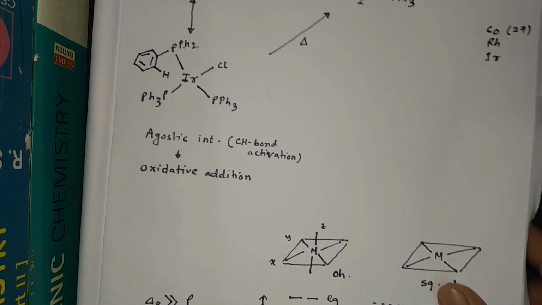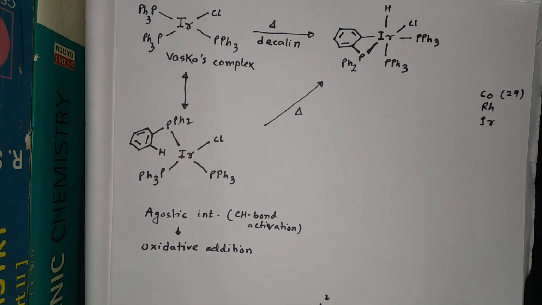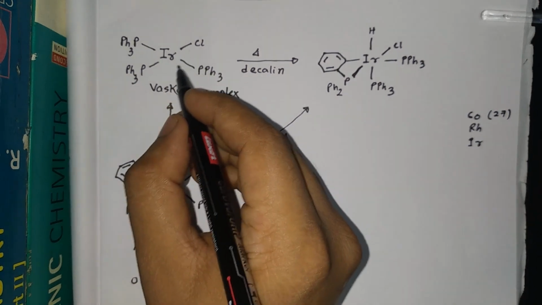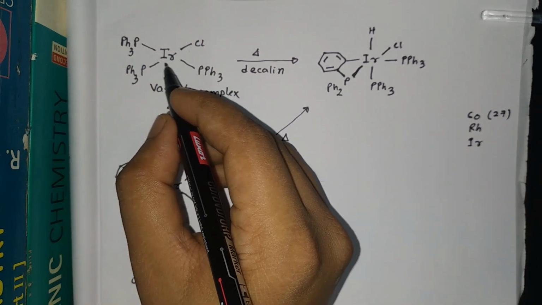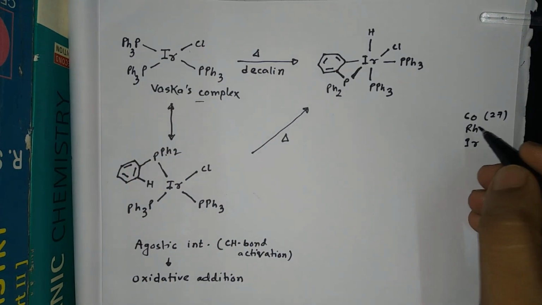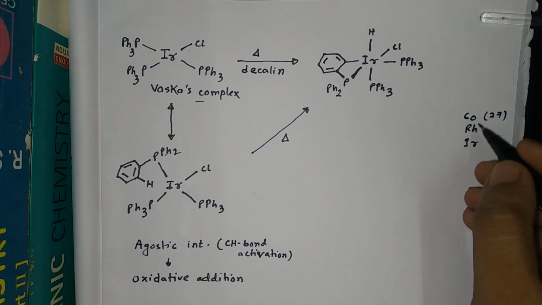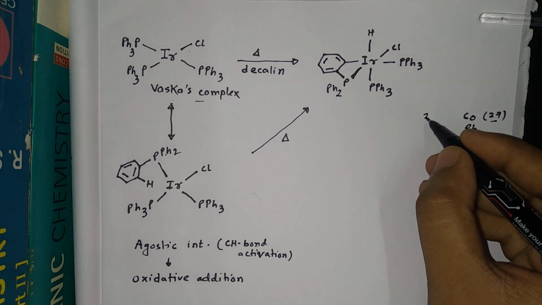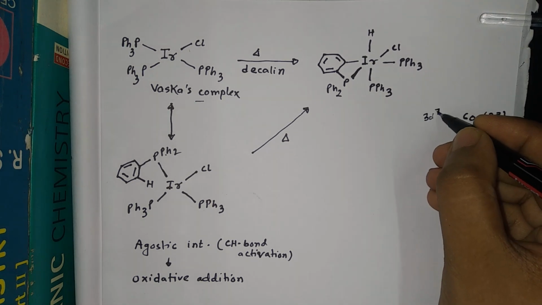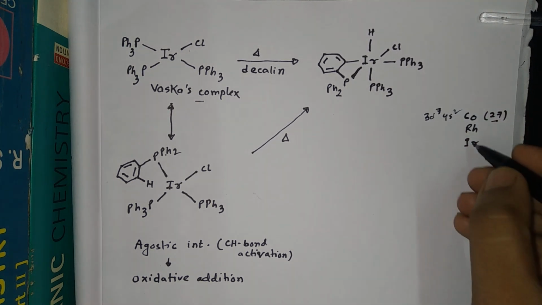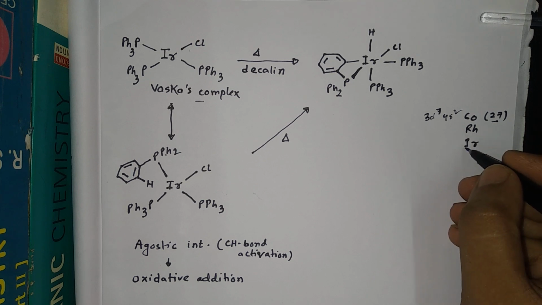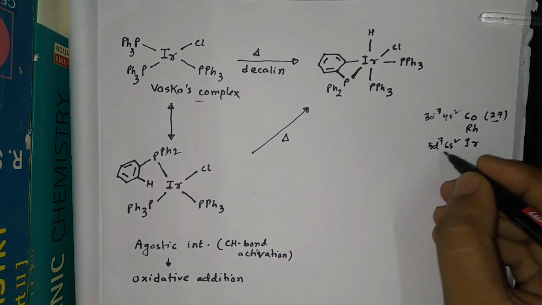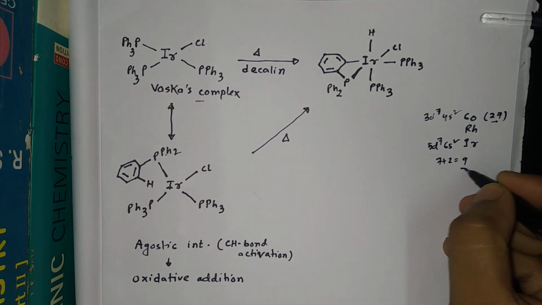You can see this is the complex given here. This complex is known as the Vaska complex. First we will go for the electron count of this compound. Iridium is in the cobalt series, and cobalt has 27, so it is 3d7 4s2, and hence this is 4d7, and this will be 5d7 6s2. So 7 plus 2 equals 9 electrons.